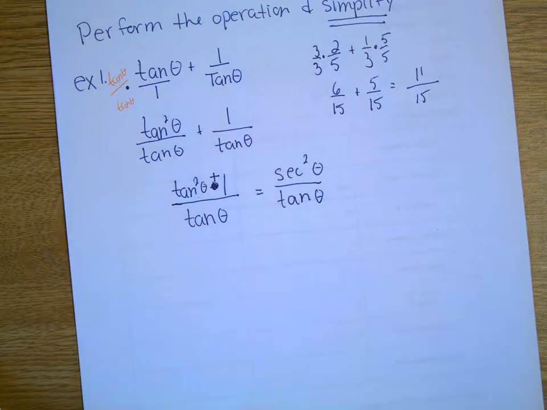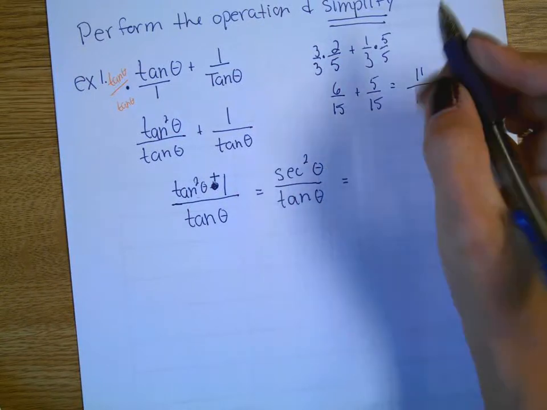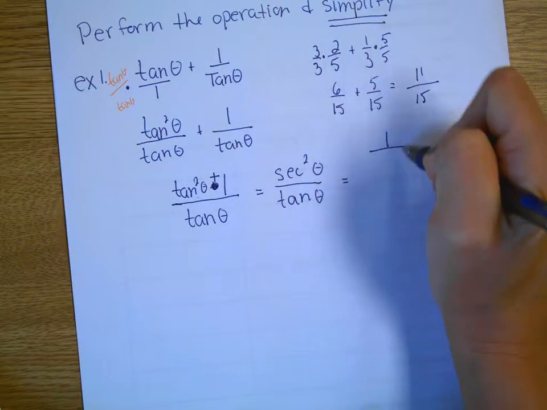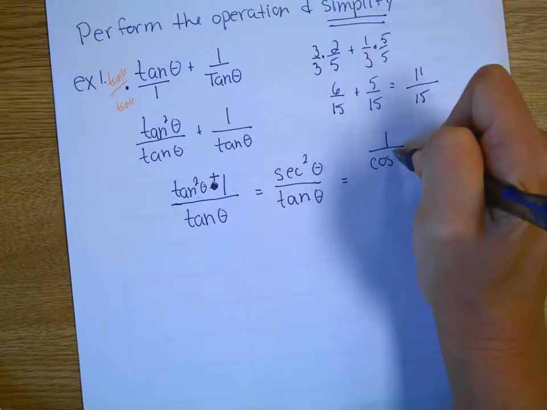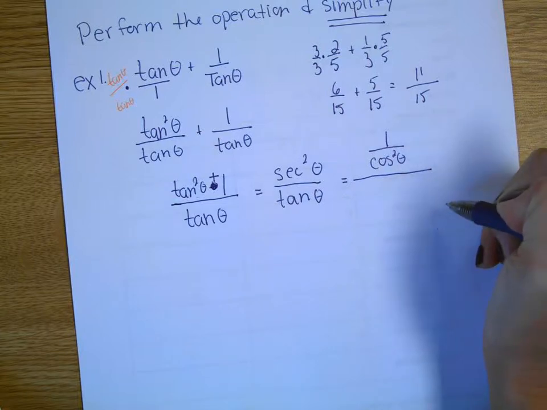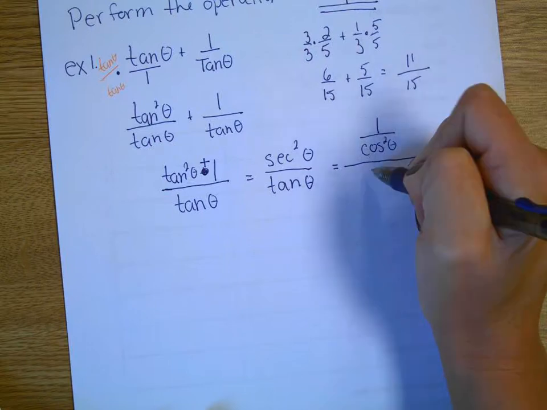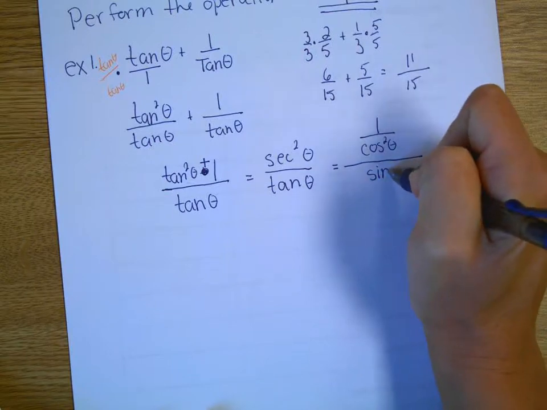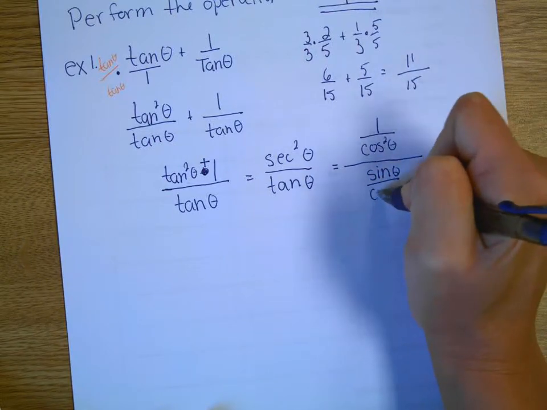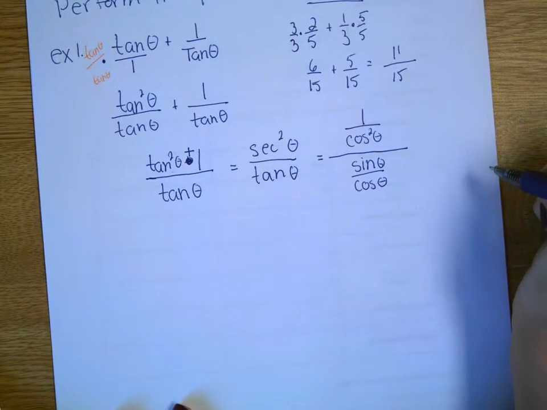But is that the final answer? Nope. Because we're going to switch to sines and cosines and see if anything else will cancel out. So secant gets rewritten as 1 over cosine, squared. Tangent gets rewritten as sine over cosine. Fraction divided by fraction says do what?